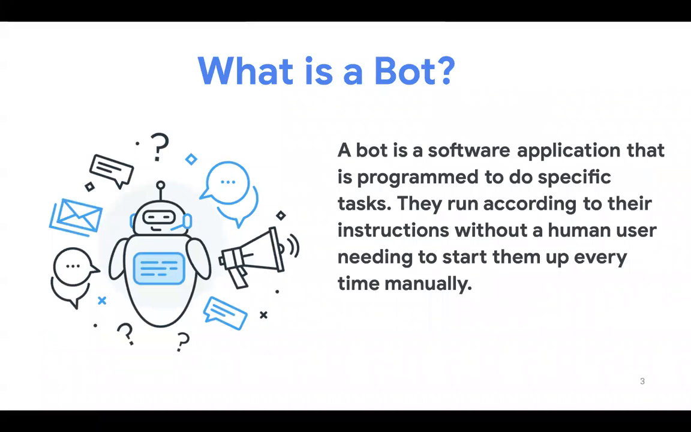A bot is a software application that is programmed to do specific tasks. Bots are basically programs, software that are programmed to do a particular thing. Let's say send an email to this person every morning, or just automate some kind of process.